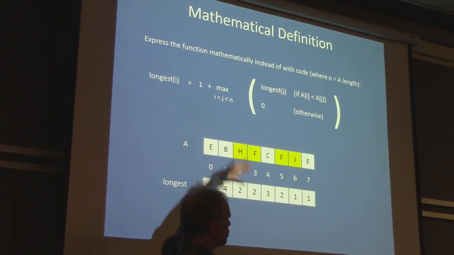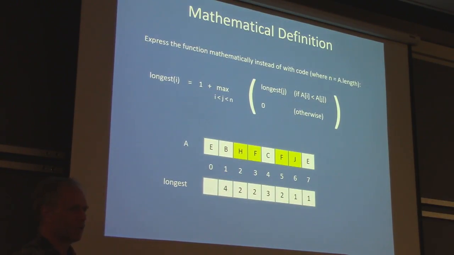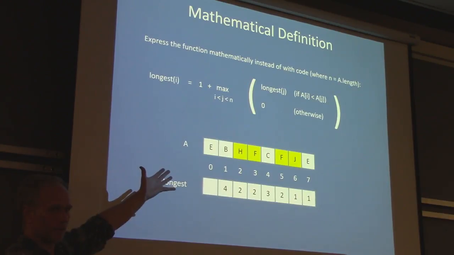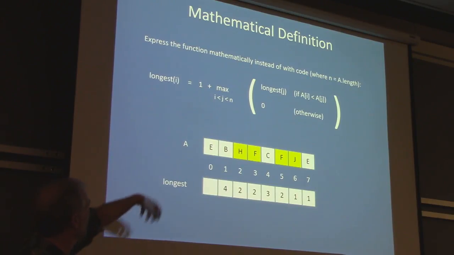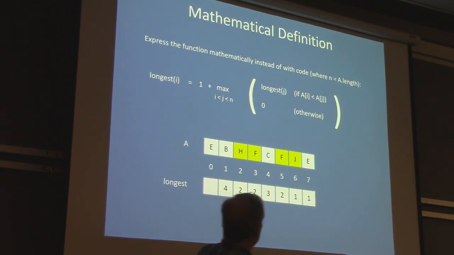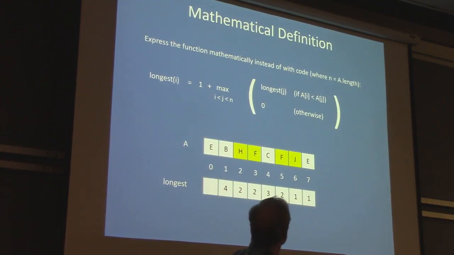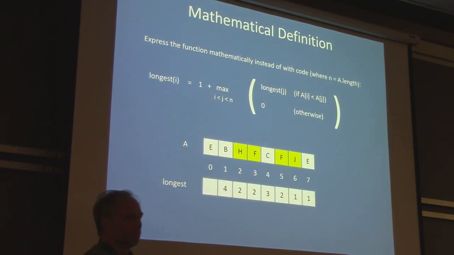So don't be snowed by the mathematical notation. It's essentially a summation, except for using a max instead of plus. In terms of programming, what is that? It's a loop. It's just an optimization loop. You start j at I plus 1, you stop at n minus 1. And you're taking the max of longest of j, assuming that a sub I is less than a sub j.